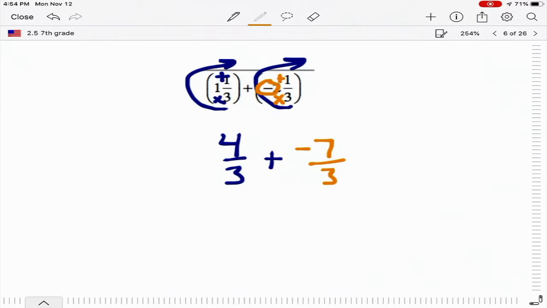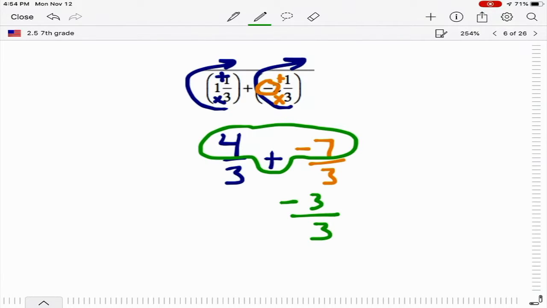And here I solve again. This time I'm going to solve it a little bit easier. If the denominator is already the same, you don't have to do any extra work. Just focus on the numerator if the denominators are the same. So I'm just going to do 4 plus negative 7. Signs are different, so I subtract, and the negative team has more players than the positive team. So it's going to be negative 3 over 3. Here I can reduce, and I'll get negative 1.